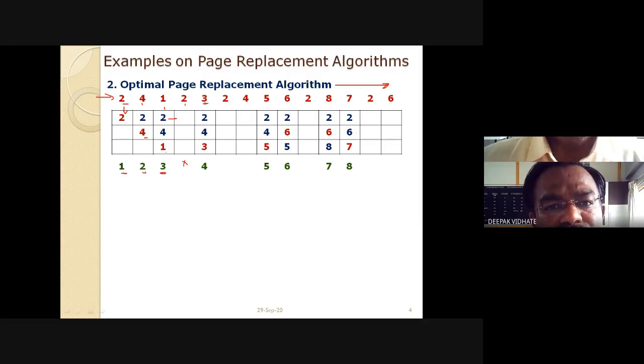Reference is made to 3. 3 is not present because 2, 4, and 1 are there. See here, this one 2, 4, and 1. So page fault number 4 occurs here.